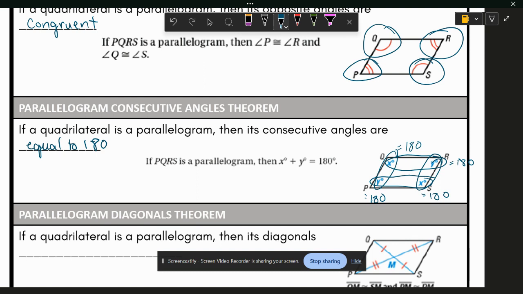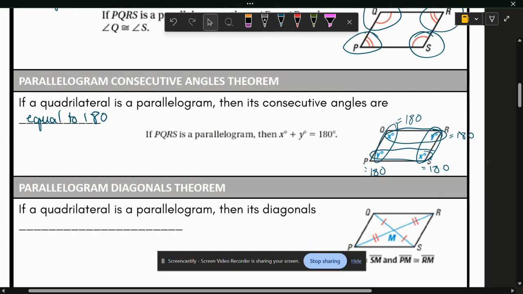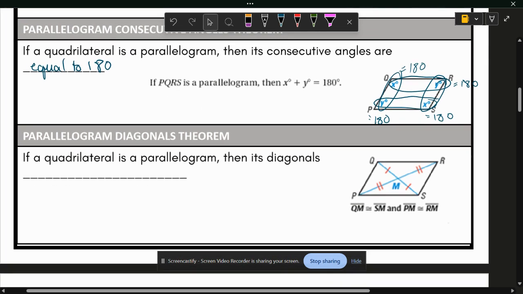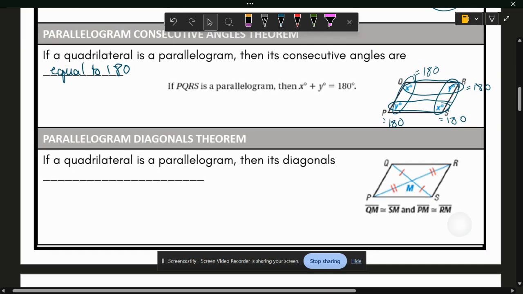Because it's a parallelogram, that means that it's a quadrilateral, and quadrilaterals have 360 degrees inside. If you do the n minus 2 times 180, 4 minus 2 times 180 gives us 360.